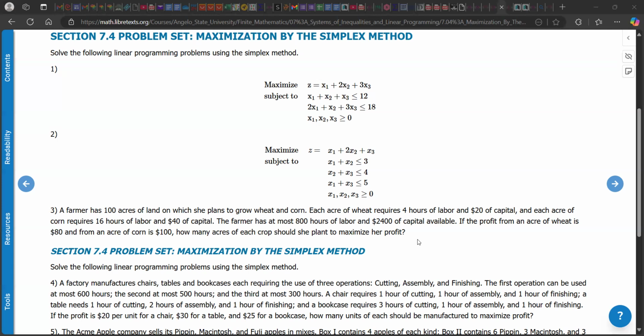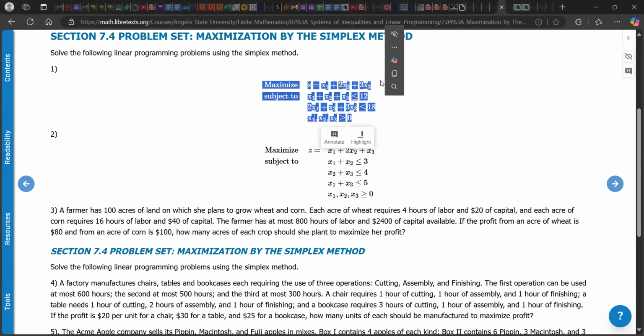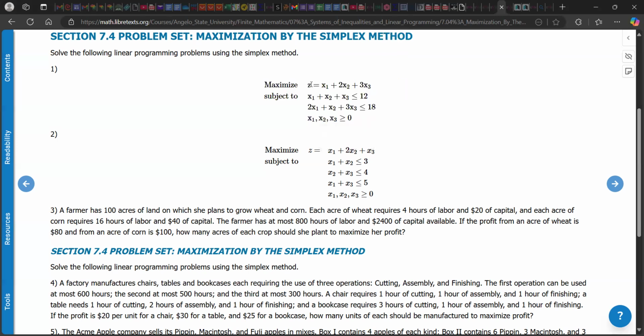Good. So let's take this first one. We want to maximize this objective function subject to these conditions. But as I said, when it comes to the simplex method, don't do it by hand. You want to make use of a simplex calculator. I'll show you one in just a moment. Let me see if I can switch to that window for this one.